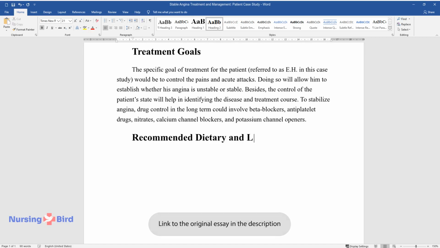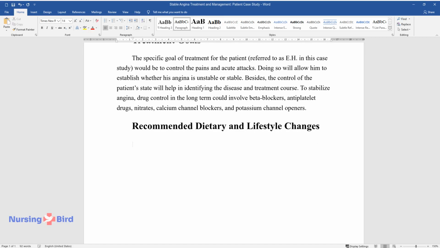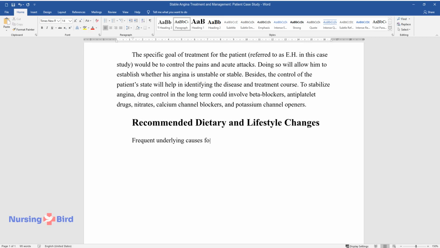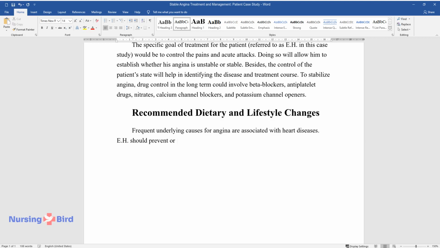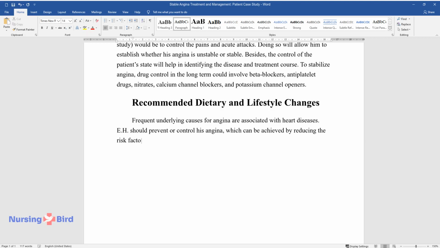Recommended dietary and lifestyle changes. Frequent underlying causes for angina are associated with heart diseases. EH should prevent or control his angina, which can be achieved by reducing the risk factors for his heart.